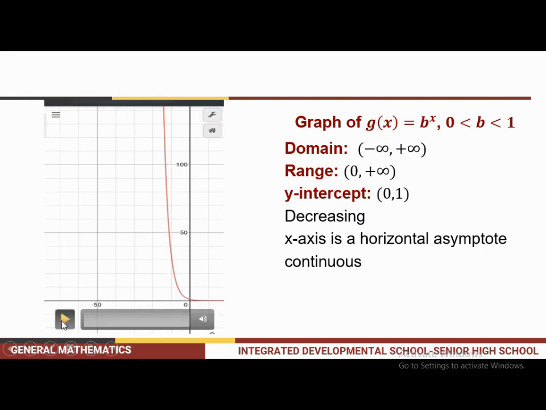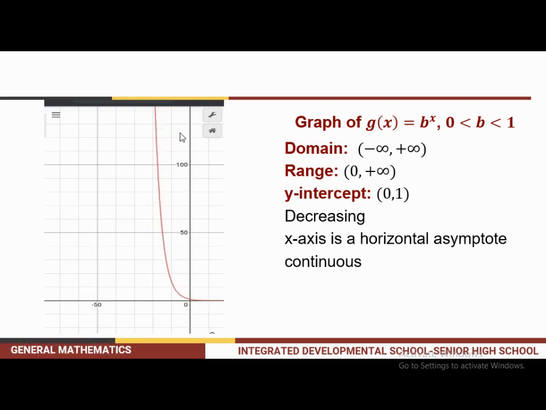Now, i-observe natin yung graph. Simula tayo sa b, which is close to 0. Papunta tayo sa close to 1. Okay. So, what have you noticed to the graph? From steeper na graph, nagiging, anong nangyari? As b increases, as b close to 1, ang nangyari sa graph ay puma-flatten ang graph.